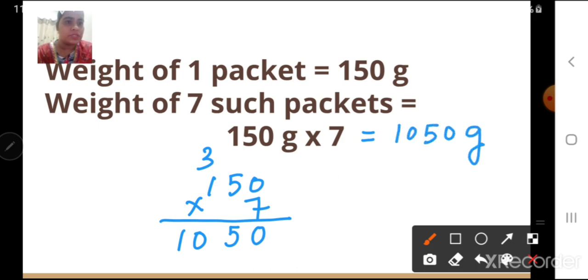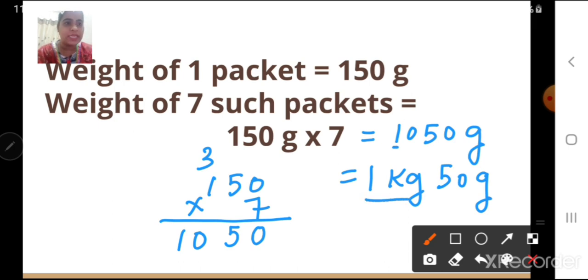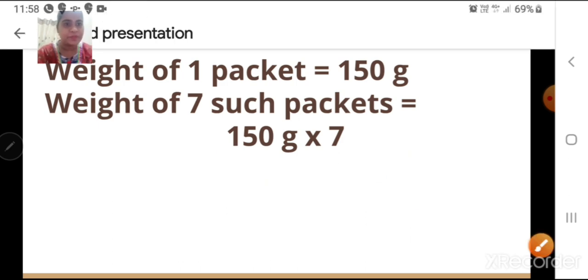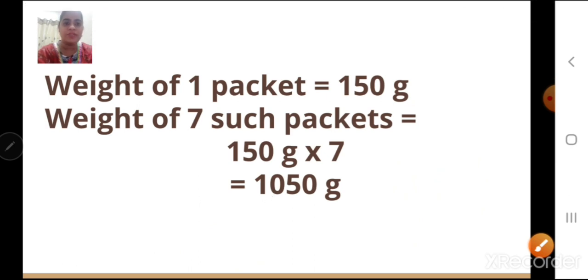1050 grams. Now children, whenever we get an answer in grams, we have to convert it into kilograms and grams and write the final answer. So 1050 grams is equal to 1 kg and 50 grams, correct? We have also learned the shortcut method where in the thousands place 1 is given here, so it is 1 kg and this is 50 grams. So here children, we have 1050 grams which is equal to 1 kg and 50 grams, correct?